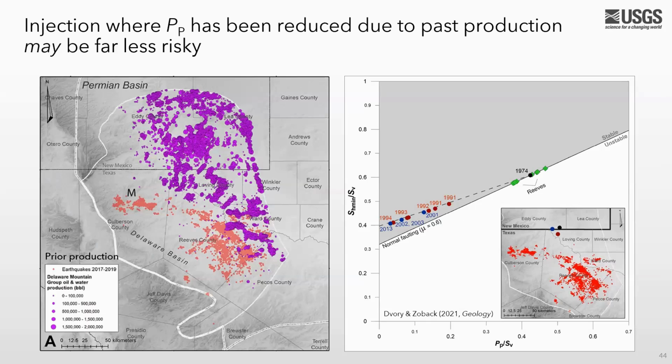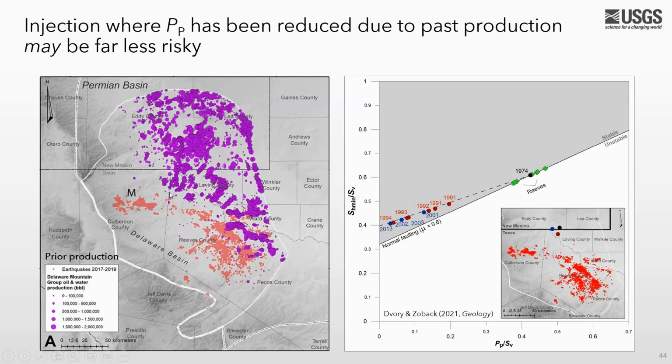So on a more optimistic note, to close out, I want to point out, and this is a fairly obvious point, that injection into areas where pore pressure has already been depleted due to production may be safer. So this is, again, looking at the Delaware Basin, the red are the earthquakes.